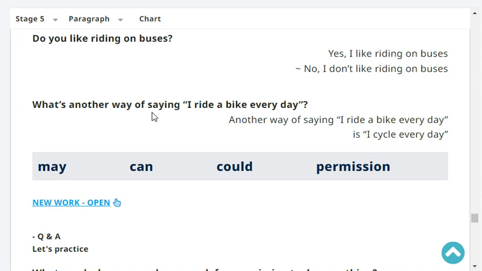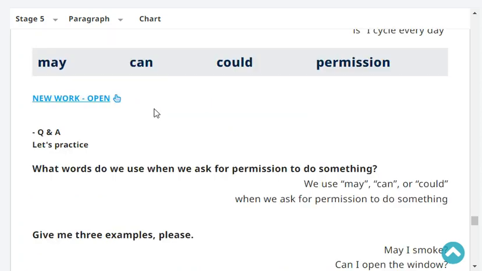What's another way of saying I ride a bike every day? Another way of saying I ride a bike every day is I cycle every day. Very good.